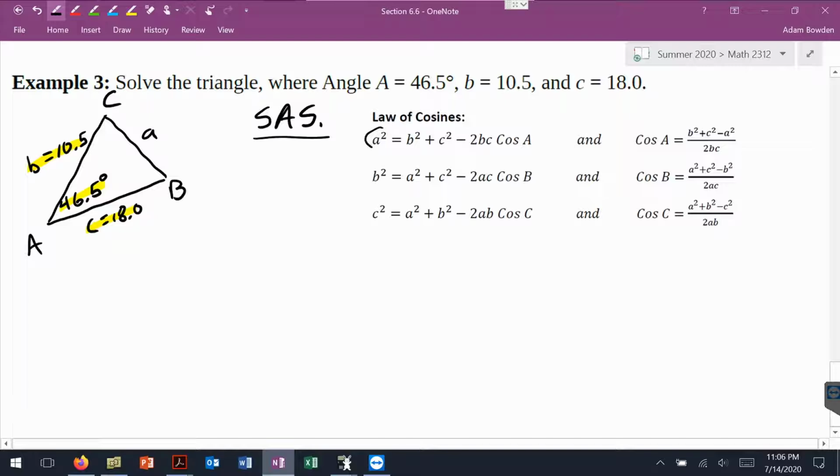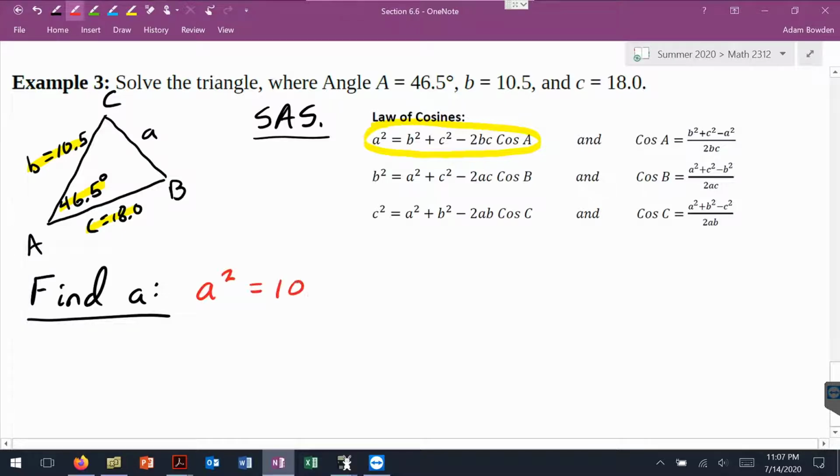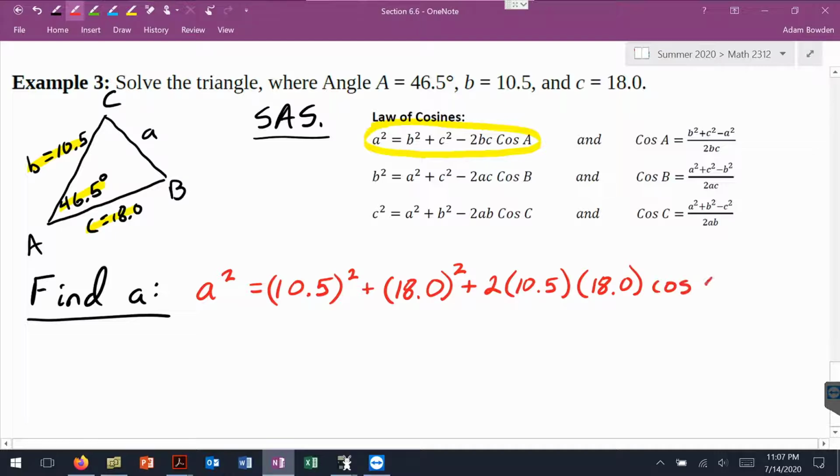So to solve for A, let's use the formula that starts with A squared here. So to find side A, we'll plug into that. We'll go A squared is equal to 10.5 squared plus 18 squared minus 2 times 10.5 times 18, and then the cosine of A, which is 46.5 degrees.